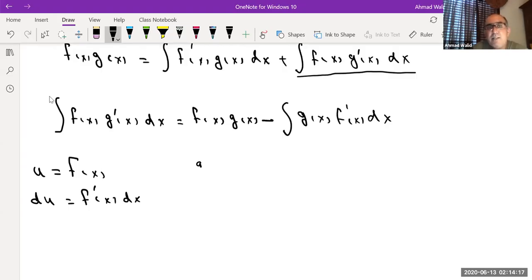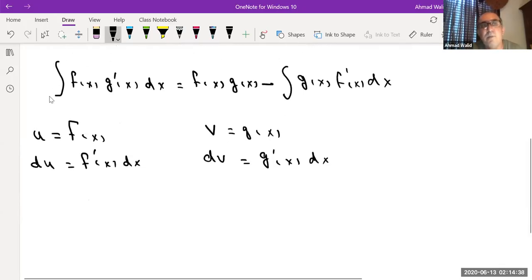Name g of x v. Let's name our g of x v. Then dv equals g prime x dx. Let's substitute these new names in our equation, correct?